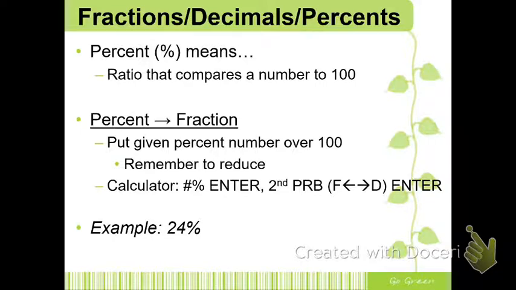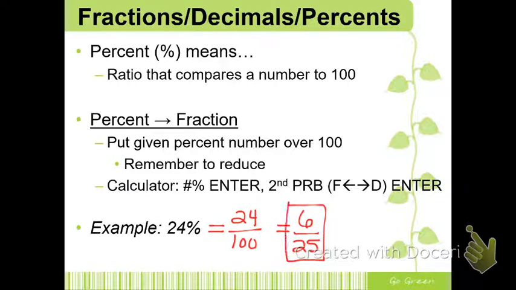So for example, 24% would be 24 over 100. Now 24 and 100 are both divisible by 4. 24 divided by 4 is 6. 100 divided by 4 is 25. And then 6 over 25 doesn't reduce anymore because they are relatively prime.